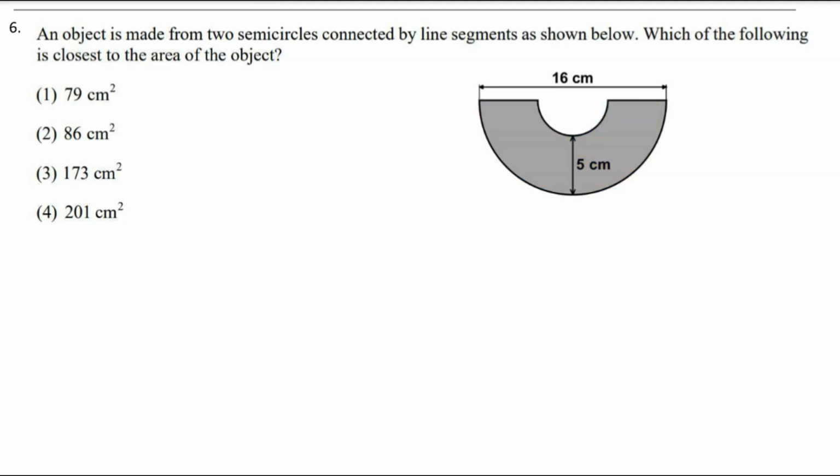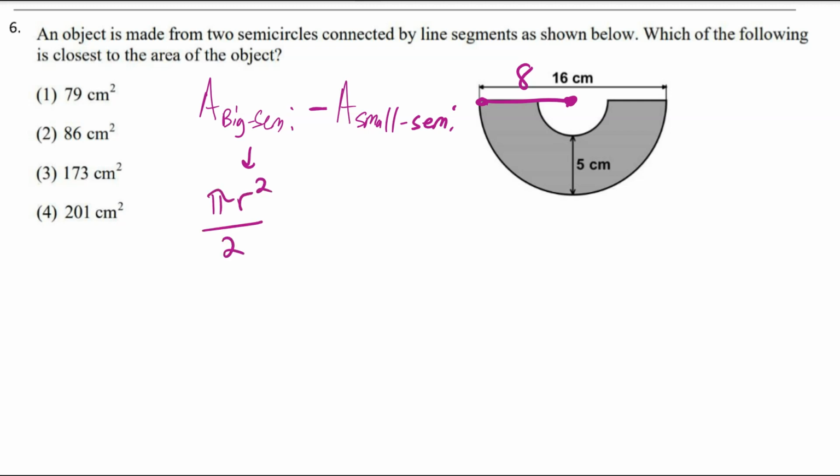So the strategy is we are going to find the area of the big semicircle, and we're going to subtract away the area of the small semicircle. So the area of the big semicircle would have a radius of 8 centimeters. If pi r squared is the formula for a regular circle, I could divide it by 2 for a semicircle. So the big semicircle is going to be pi times the big radius squared divided by 2.